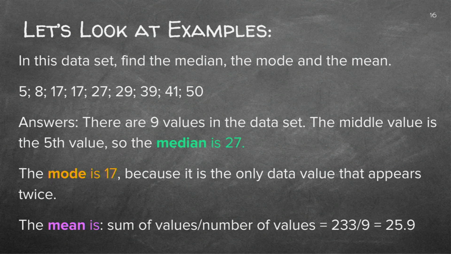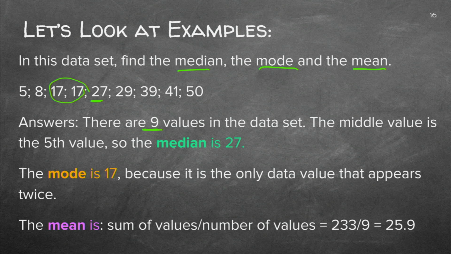In this data set, they ask us to find the median, the mode, and the mean. First of all, there are 9 values: 1, 2, 3, 4, 5, 6, 7, 8, 9. The middle value is the fifth, so the median is 27. Remember, it's got to be ordered, but this data set is ordered. The mode is 17 because it is the only data value that appears twice.